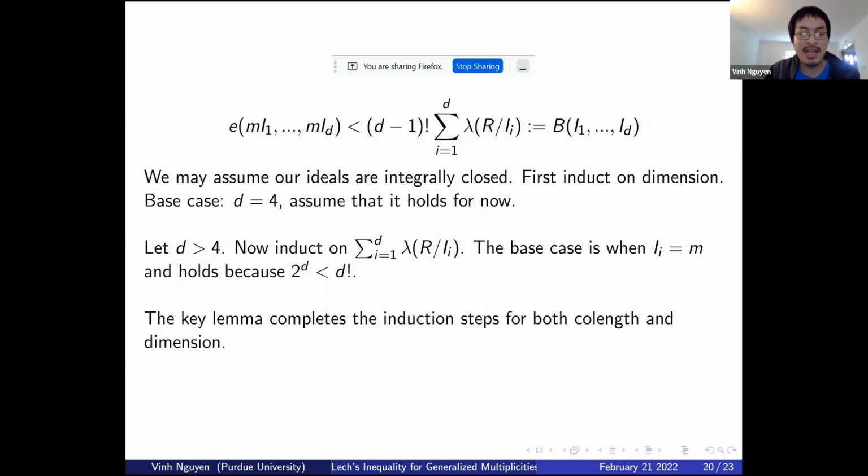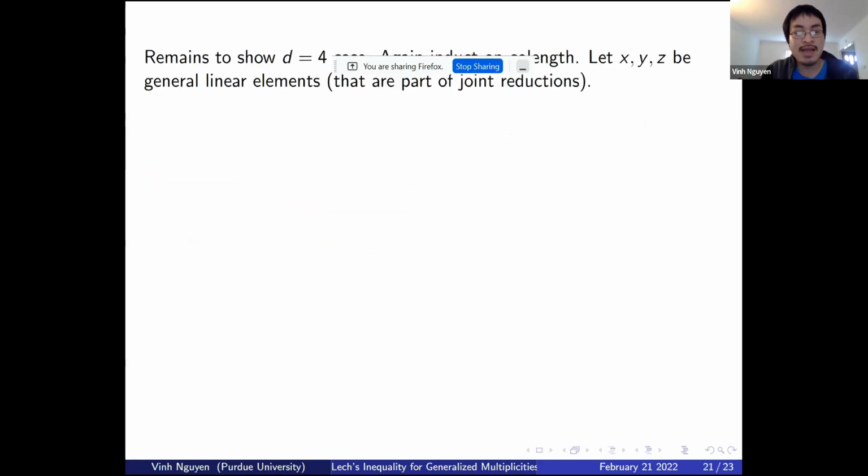So the key lemma actually completes the induction step for both colength and dimension. So we're done there. Okay, so now it remains to show the base case for the induction on the dimension, which is when d equals 4.